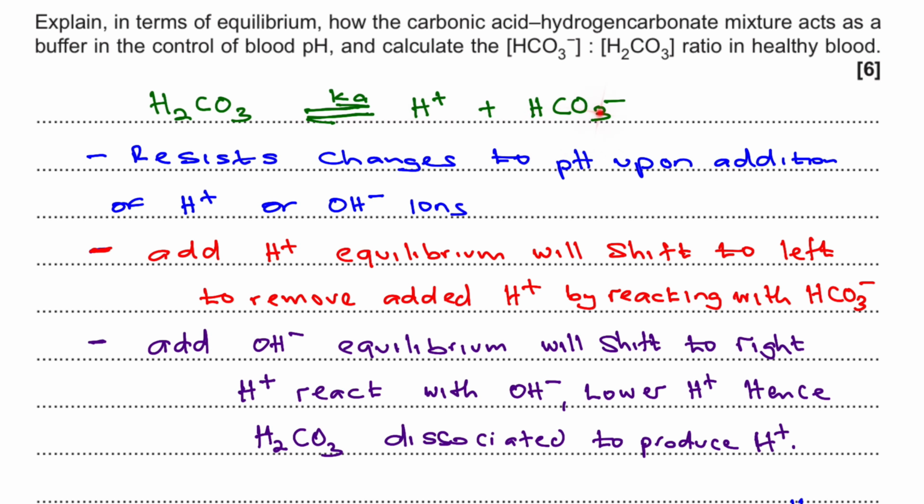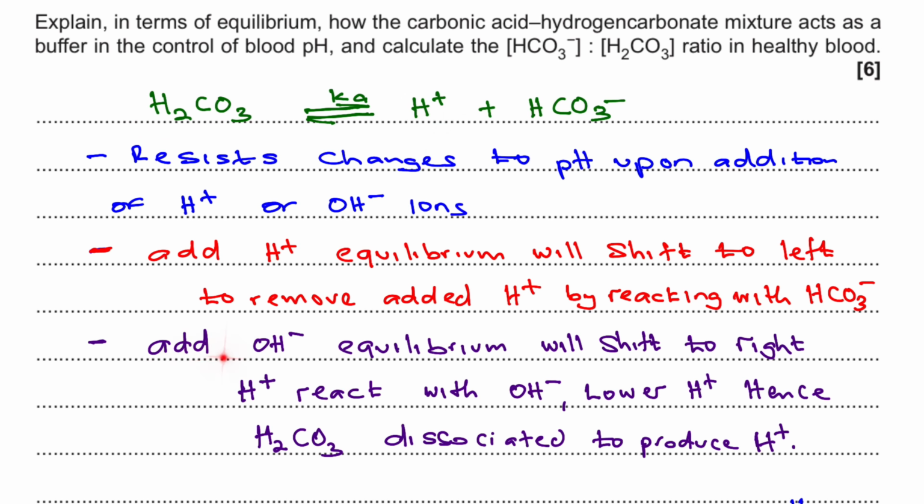So this buffer solution will resist change to pH upon addition of a small amount of hydrogen ion, or a small amount of acid or small amount of base. If we add H+, this equilibrium will shift to the left because the H+ we added will be removed by the salt, which will then produce more of the acid, because that plus that will produce more of the acid, hence shifting the equilibrium to the left.